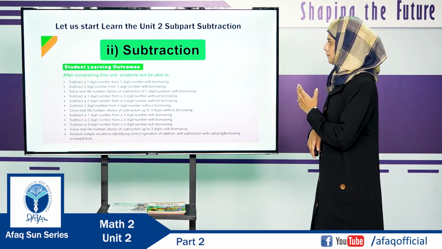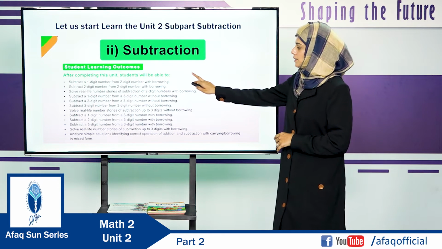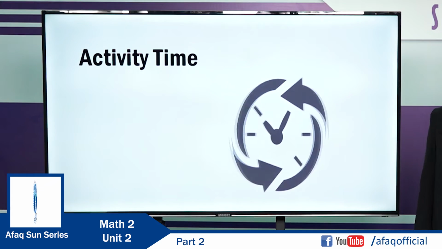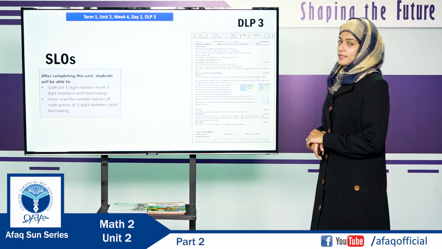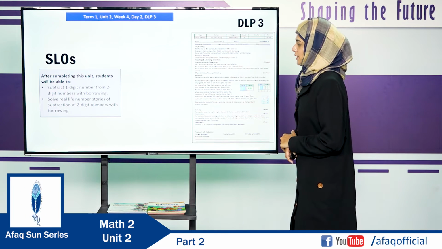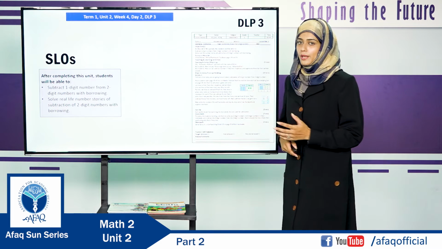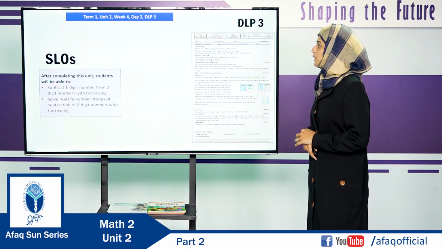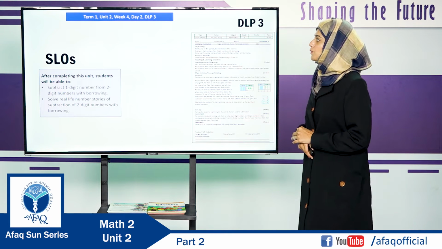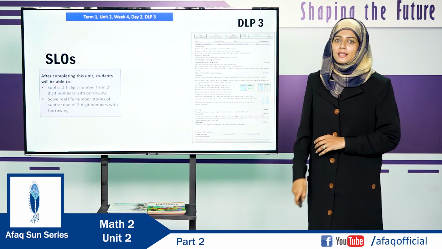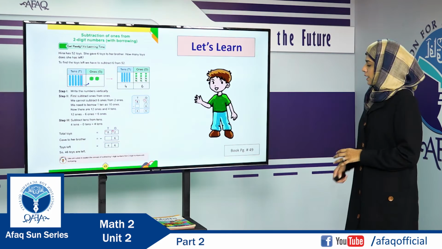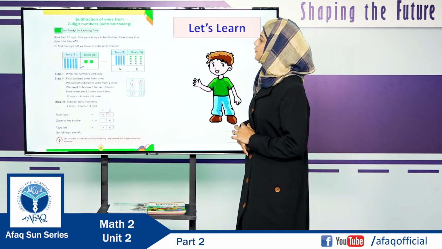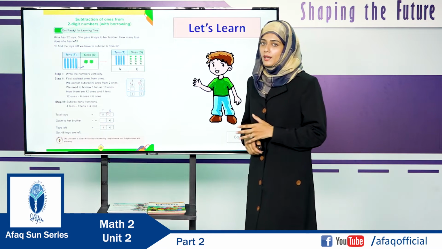In this topic, we are going to cover all these SLOs. It's an activity time. Let's see what the activity is about. In this SLO, we are going to subtract a one-digit number from a two-digit number with borrowing. To cover this, the methodology has been provided in DLP 3, which falls in Term 1, Unit 2, Week 4 of Day 2. Let's see the subtraction exercise. On page number 49, here is the subtraction of ones from two-digit numbers with borrowing.